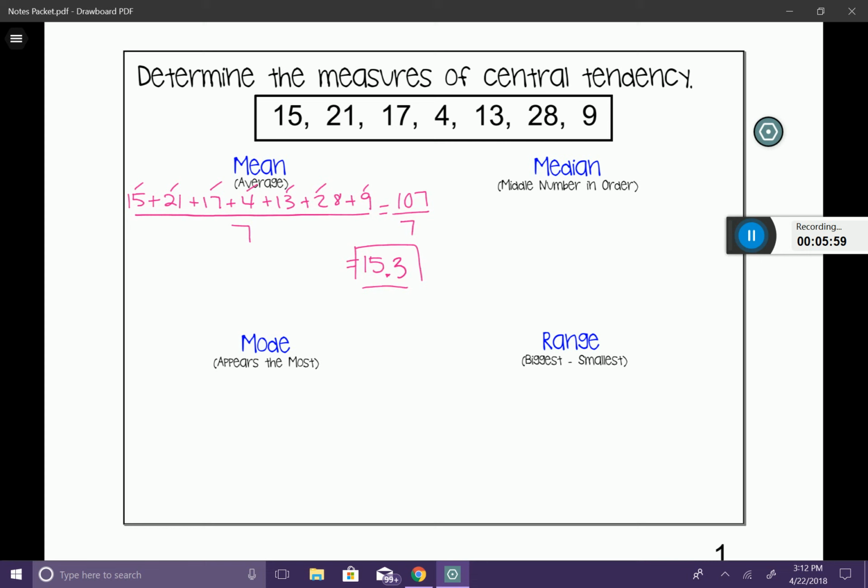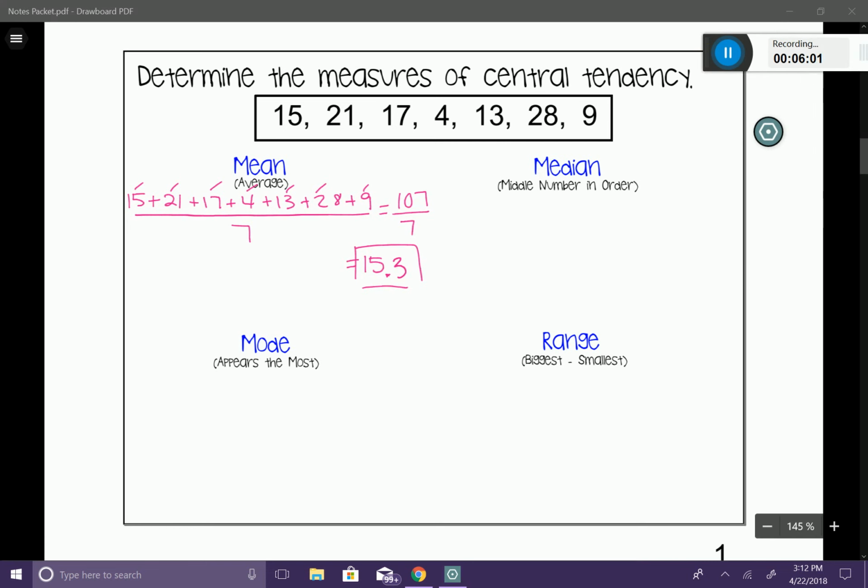Okay, the median. Now we have to order these from least to greatest. So let's go ahead and do that. It looks like 4 is our first number. I'm going to go ahead and just cross him off. And then a 9. And then 13. Then 15. Then 17. 21. And 28.